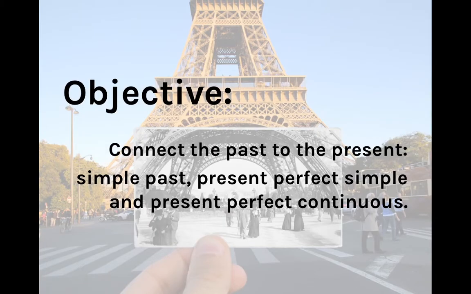What is the objective of this video? What are you going to learn in this video? Well, you're going to learn how to connect the past to the present. And how are we going to do that? We're going to review the use of the simple past first, and then we're going to see how we can connect the past to the present with the present perfect simple and the present perfect continuous. And to do that, we're also going to talk a little bit about art.